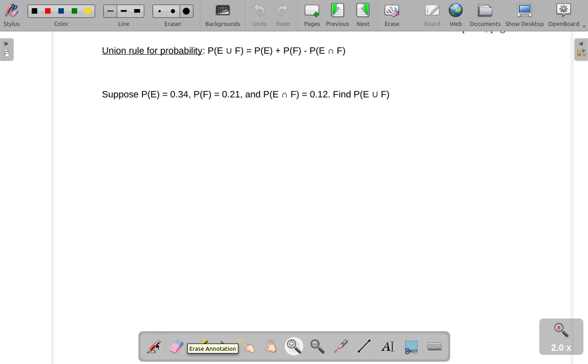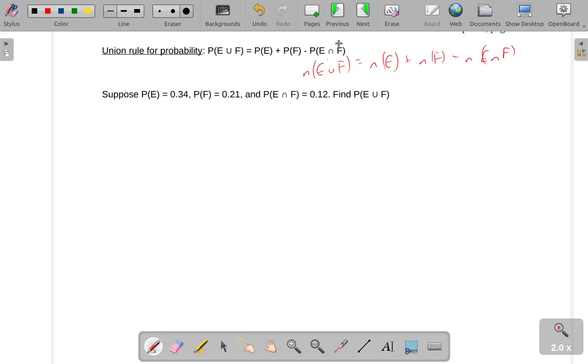Now, we saw already when we're dealing with sets, we had the union rule. If I was talking about the size of the union of two sets, I was actually using it in the previous section. The size of the union of two sets is going to be the size of the first set plus the size of the second set minus the size of their intersection. This is just dealing with the union rule of sets.